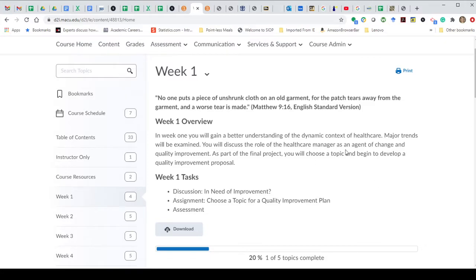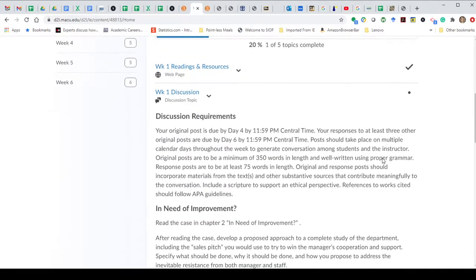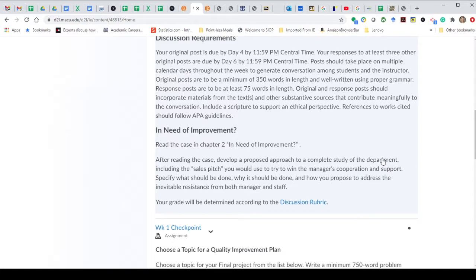And so, week one, we're going to learn about all the dynamics in healthcare, some of the trends that are happening. You'll have your discussion board. Post your first one that'll be due by Friday. If you can post it really by Wednesday, you'll be ahead of the game. You're going to read a case, and we like to talk about cases because they help us understand real scenarios that happen, and we can debrief about it and talk through some solutions.